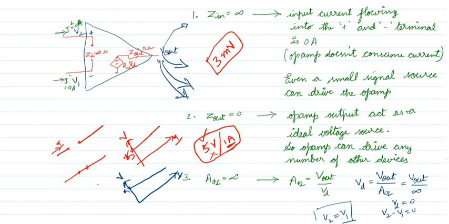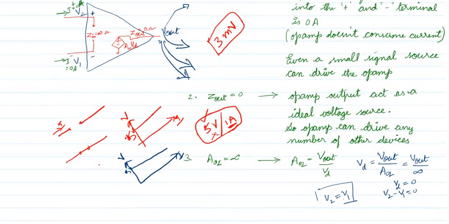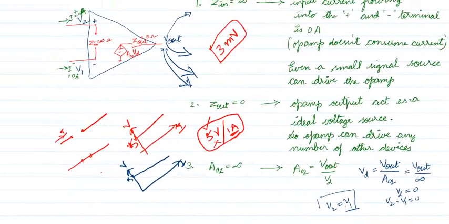Then the third essential characteristic is the open loop gain. AOL is infinite. We know what gain is. Gain is nothing but output voltage by differential input voltage, V out divided by VD. What is VD? VD is V2 minus V1. And we said that AOL is infinite. So V out by infinite, and anything by infinite is 0. So V2 minus V1 is equal to 0. So V2 is equal to V1. This concept is called the op-amp concept.